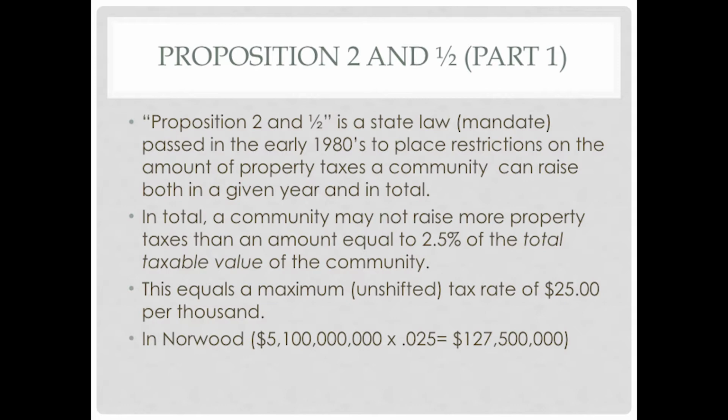And as Prop 2.5 was weaving its way through the legislature, some folks said, wait a minute, what if I'm one of these towns where I've got a $6 tax rate? You're telling me that the maximum is $25. That's great, but somebody could quadruple my taxes next year. Because remember, with no Prop 2.5 limit, whatever town meeting voted, you were doing.